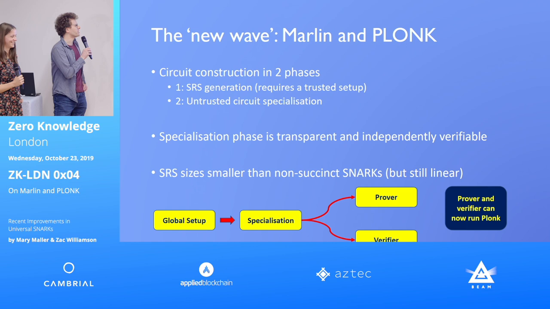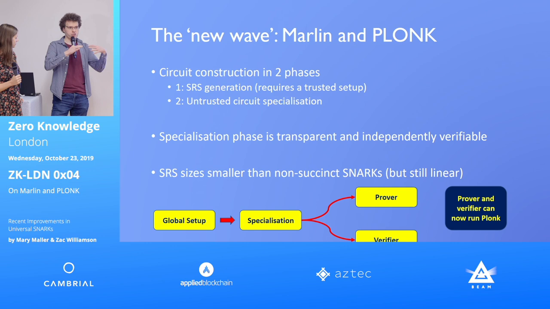But both of these share a lot of similarities. The circuit construction has two phases to it. First you have your trusted setup, where you're generating the structured reference string, which you have to do as a one-off cost. The second stage is an untrusted circuit specialization process, where you use the output of your trusted setup to encode a specific circuit. This is done in an entirely trustless manner. Anybody can verify that this processing step has been performed correctly, and it doesn't require generating any new secrets. The structured reference string that comes out of these is typically quite a bit smaller than in the non-universal SNARKs as well, which is particularly useful when you have large circuits with millions of constraints, where storing the reference string will become a problem.